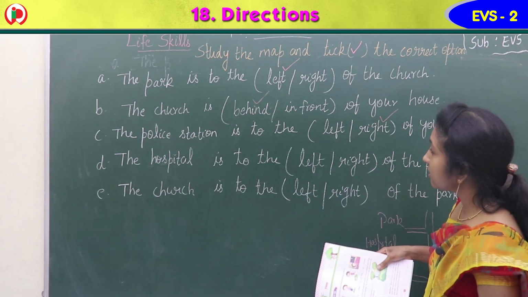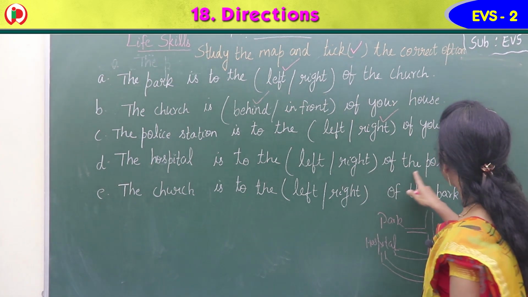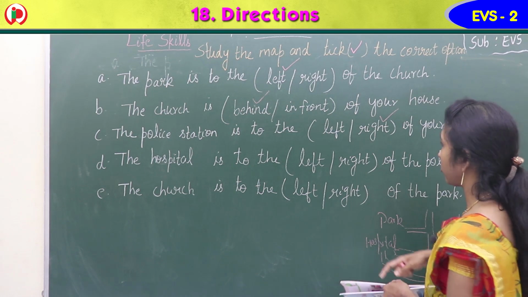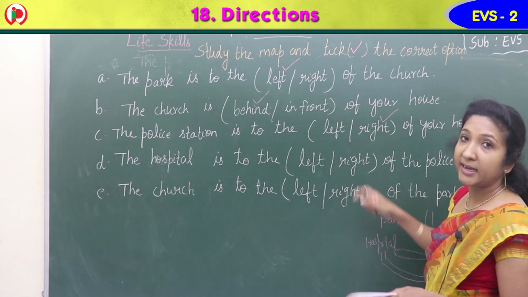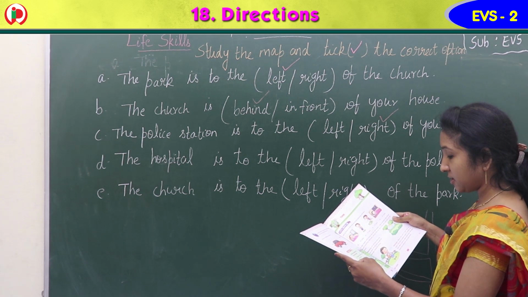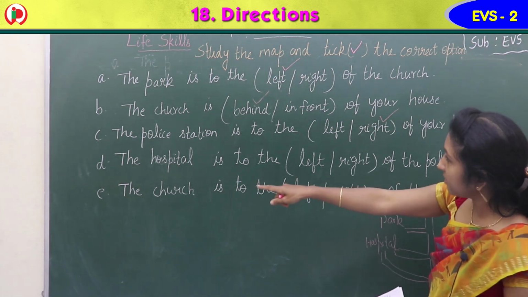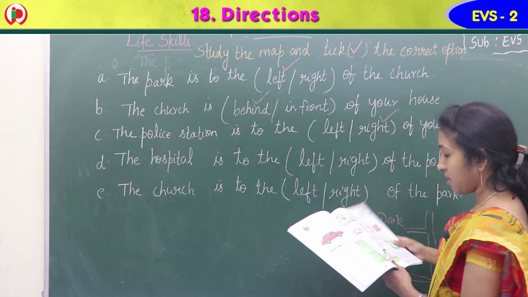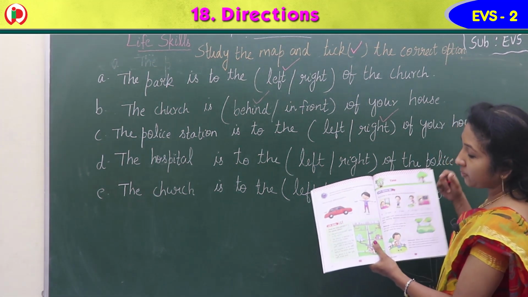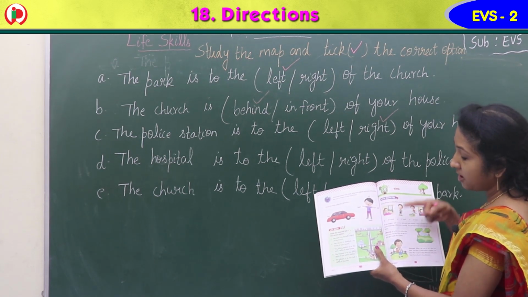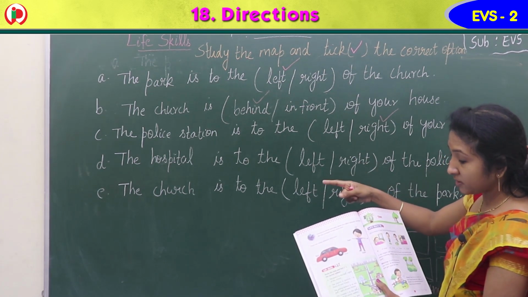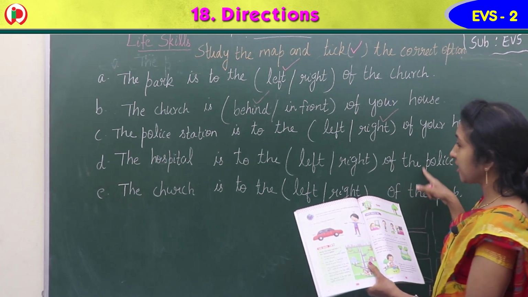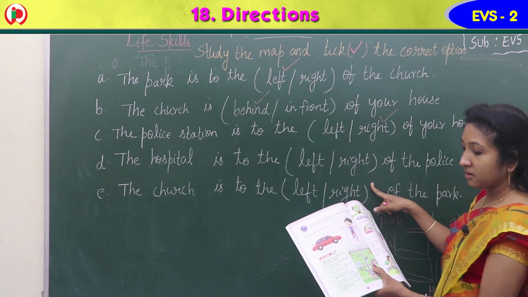Then the hospital is to the left or right of the police station. Where is the hospital from police station? Is it left or right? Hospital is to the left or right of the police station. So police station you can see there. Hospital also you can see, children. So the hospital is to the dash of the police station. Is it left or right?